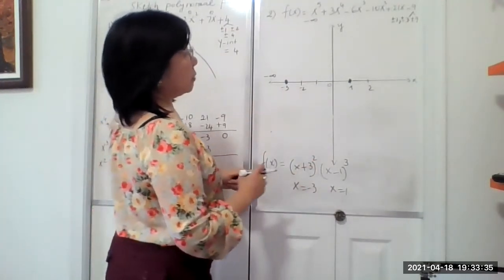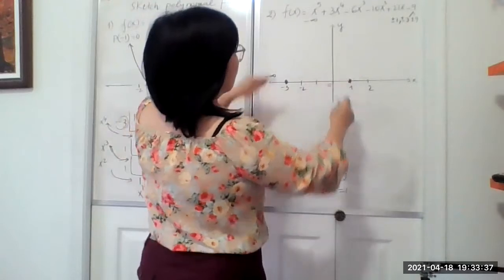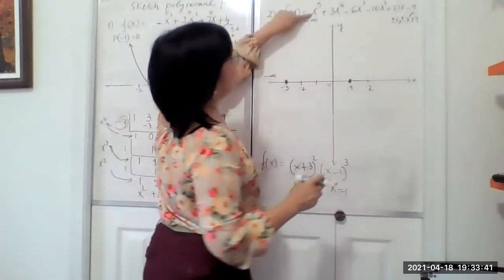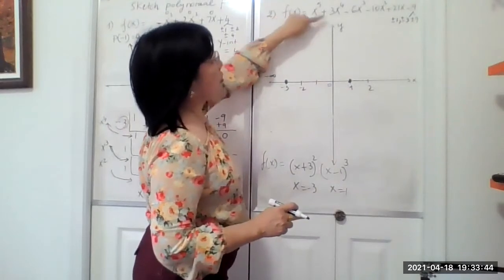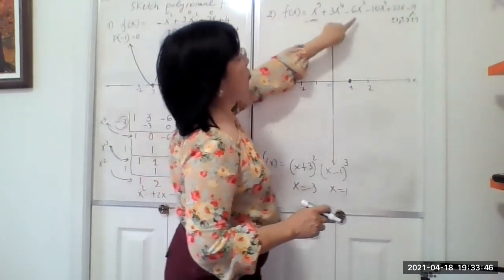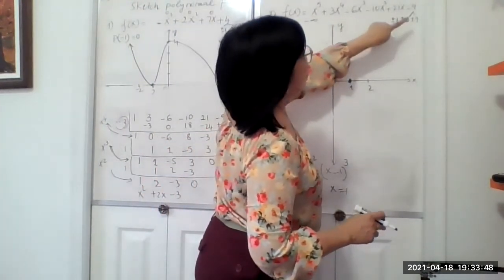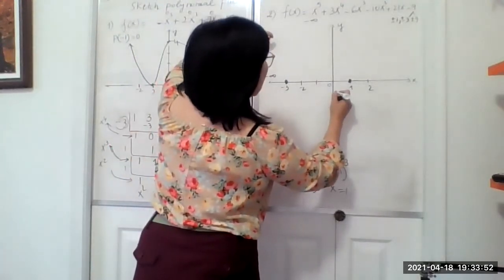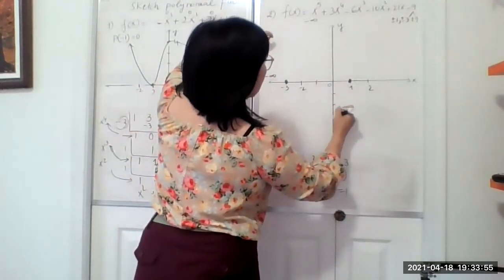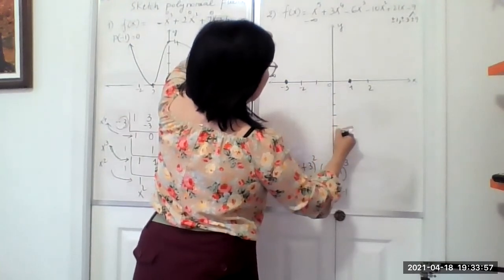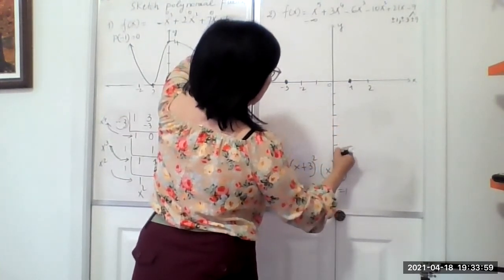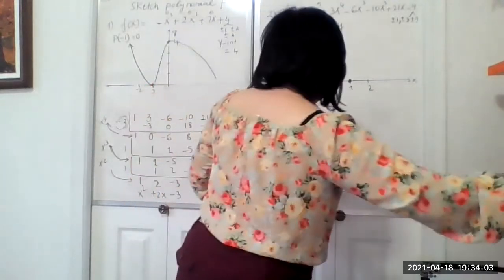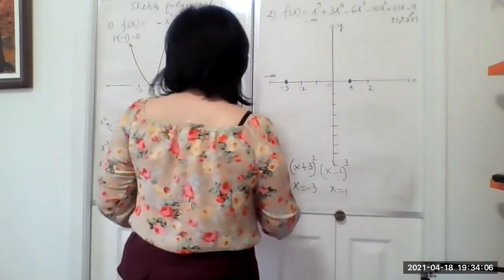What about the y-intercept? We forgot to talk about that. The y-intercept can be found from this constant, because if we put x as 0, this term becomes 0 and this term also becomes 0. So minus 9 is the y-intercept. So let's say we have minus 1, minus 2, minus 3, minus 4, minus 5, minus 6, minus 7, minus 8, minus 9 down here. I have to move this out of the way.